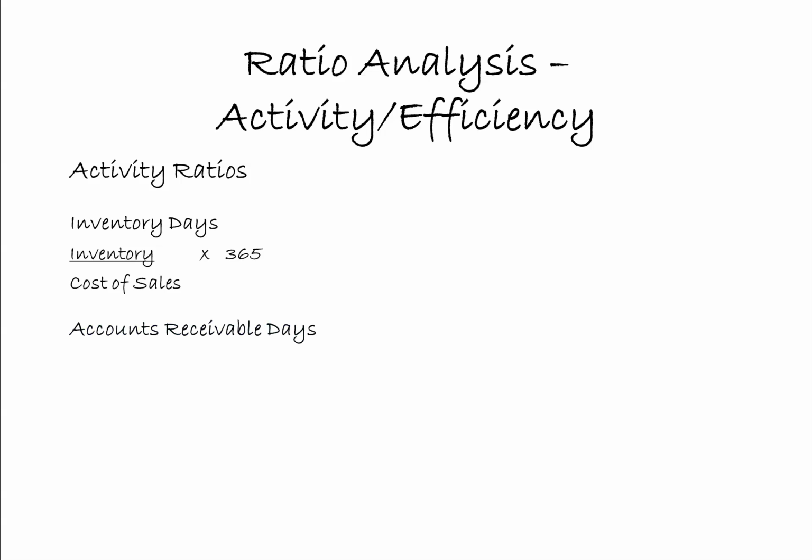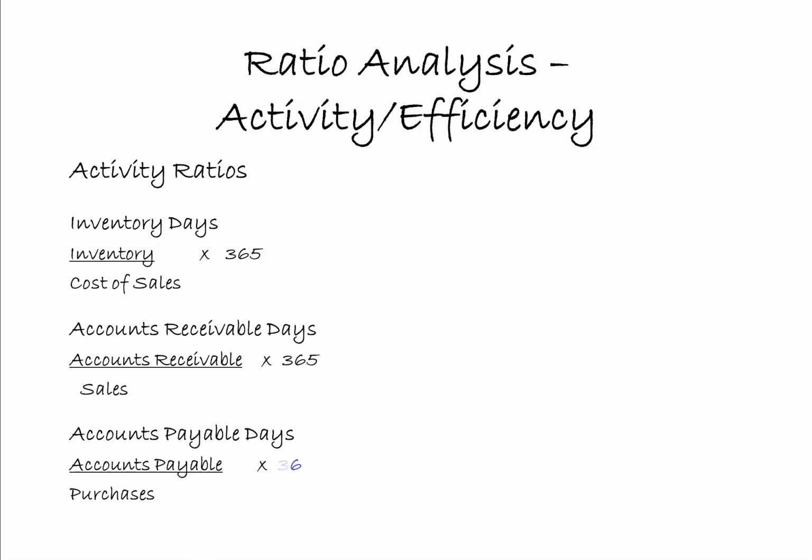The accounts receivable days. How long is it taking our customers to pay us? So this is the accounts receivable divided by sales multiplied by 365. And then we have the accounts payable. How long is it taking us to pay our suppliers? So it'll be the accounts payable divided by the purchases. So just remember that the accounts receivable, we sell goods to people, they owe us the money, how long is it taking them to pay us? It's accounts receivable and sales. And the accounts payable, we purchase goods from people. How long is it taking us to pay them? So it's accounts payable and purchases.